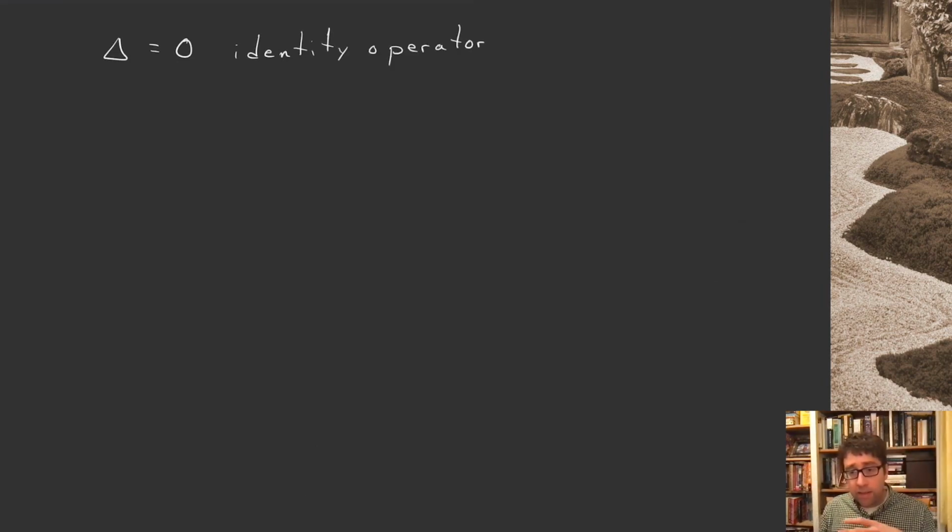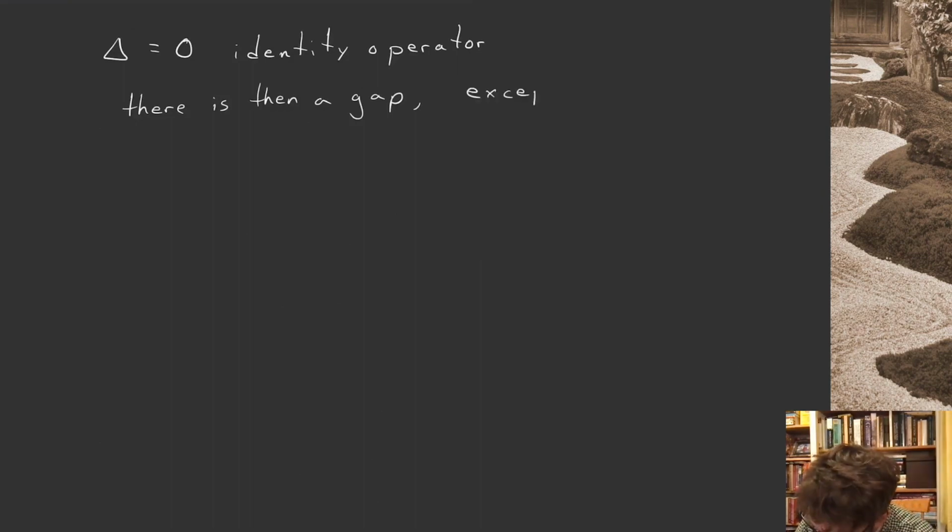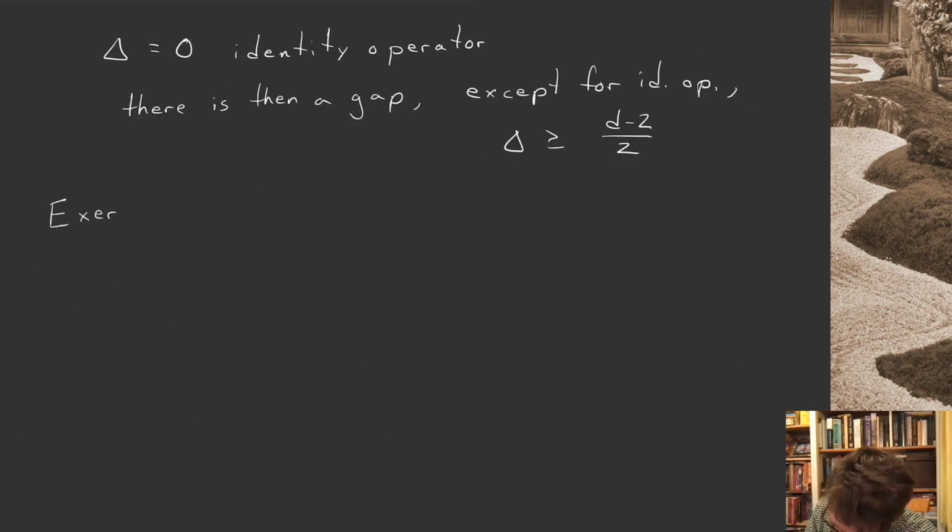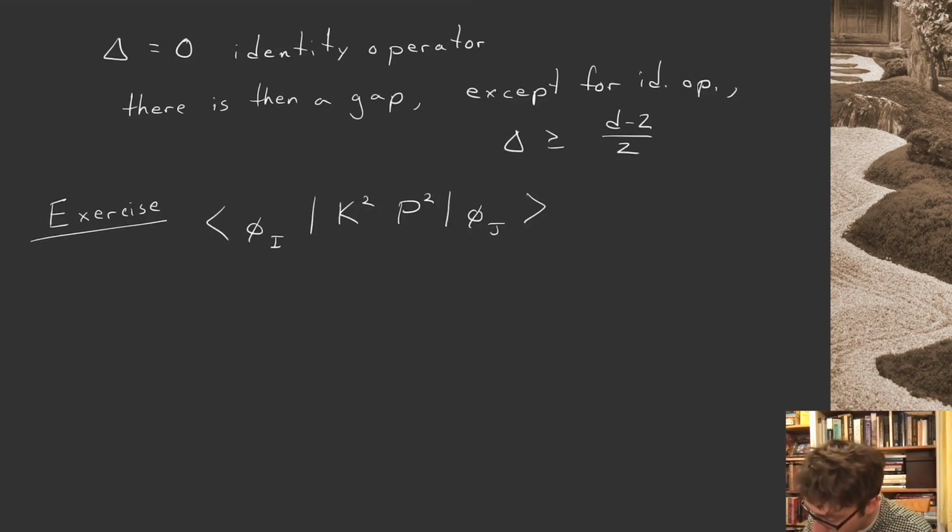What I meant to say more precisely earlier on is that there's then a gap, and that after the identity operator, the spectrum is bounded below by d minus 2 over 2. So except for the identity operator, delta is greater than d minus 2 over 2. And where does this come from? Well, this is an exercise for you. It's a nice exercise that will use your knowledge of the conformal symmetry algebra. We can consider a slightly more complicated correlation function. We insert a k squared and a p squared, and we take the inner product with these two conformal primaries. And again, these are scalars, so let's cross out the Lorentz index.